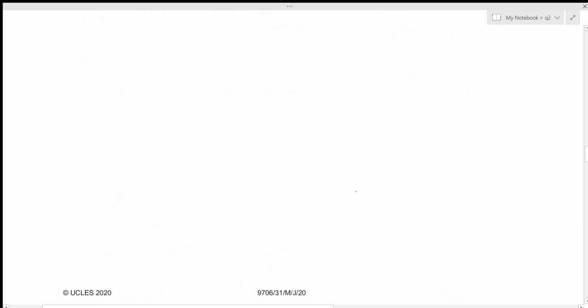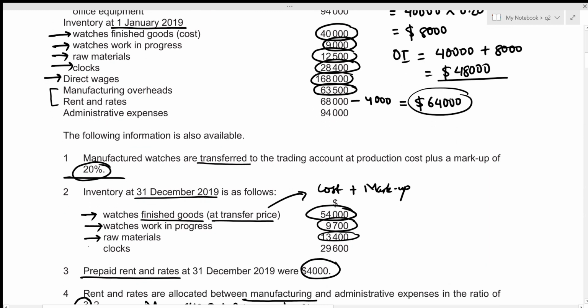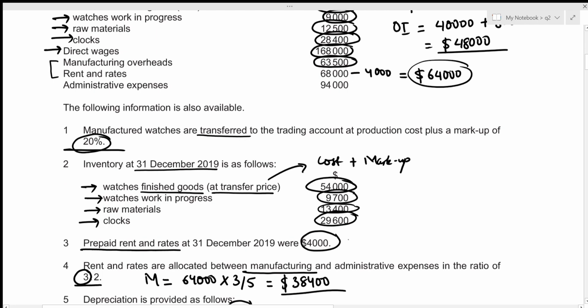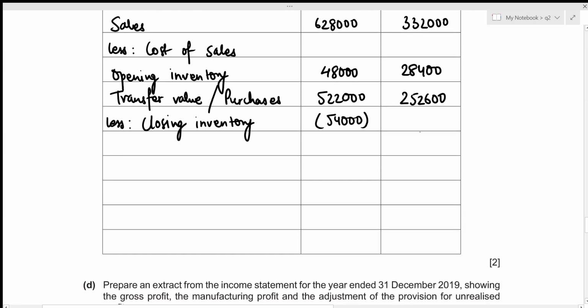Now we look for the same for clocks. Okay, we can see that the closing inventory for clocks had the value of 29,600. Let's write this. That is 29,600. Again, since we are subtracting the closing inventory, this should be in a bracket.